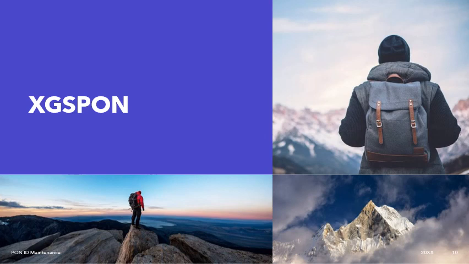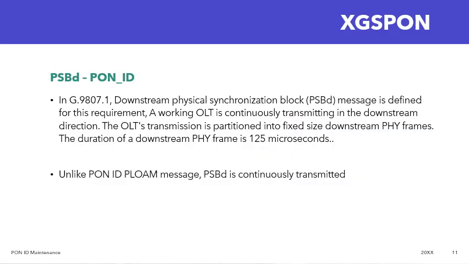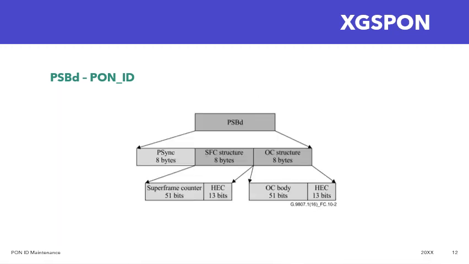So, we are moving to XGS PON. How we are going to implement the PON ID maintenance in case of XGS PON. Similar to the PLOM message, we have the downstream physical synchronization block message, that is the PSBd message, in case of XGS PON, which is continuously transmitted at 125 microseconds frequency, and it need not be configured. It has to be transmitted continuously. So how is it structured?